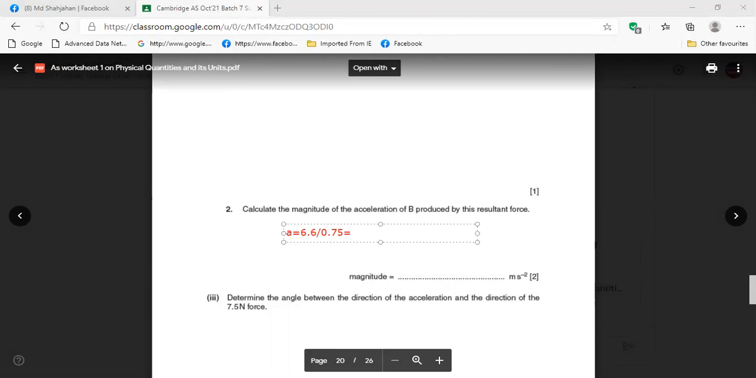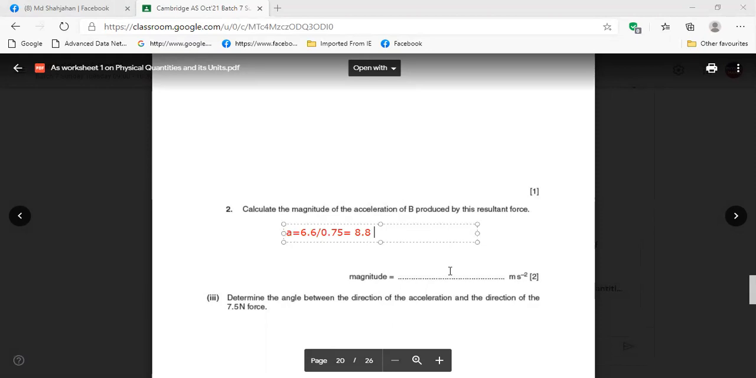Okay. One second, sir. The answer is 8.8. And what is the unit? Meter per second square. It's already there. Right, here 8.8 meter per second square.